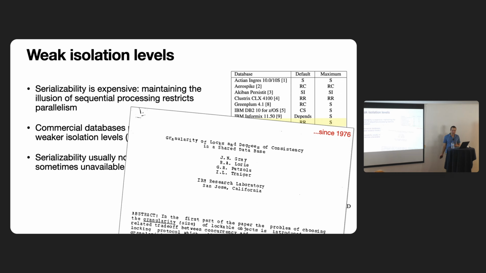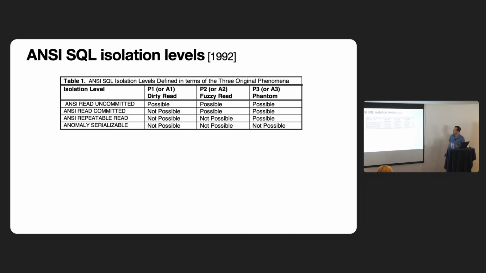Then, in 1992, there was a SQL standard, ANSI SQL, so you may often hear this word, and they tried to at least standardize these levels. They came up with these names: read committed, read uncommitted, repeatable read, serializable. Okay, serializable is classical. The other ones they introduced.